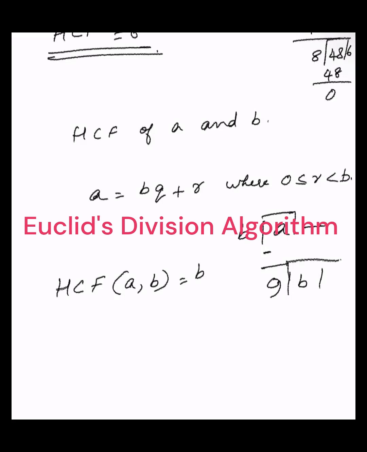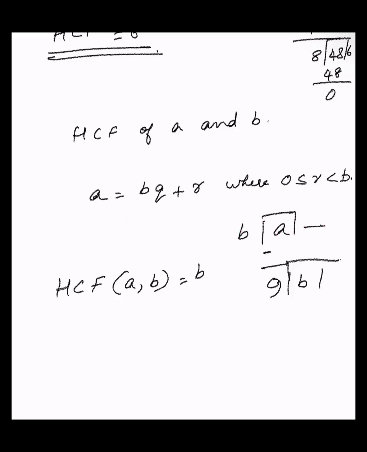Earlier it was A and B. Now it has become B and R. When you say B and R, you should immediately understand B becomes the dividend and R becomes the divisor. Got it? Now continue this process until the remainder becomes 0. That's it. Calculating HCF using Euclid's division algorithm is important.